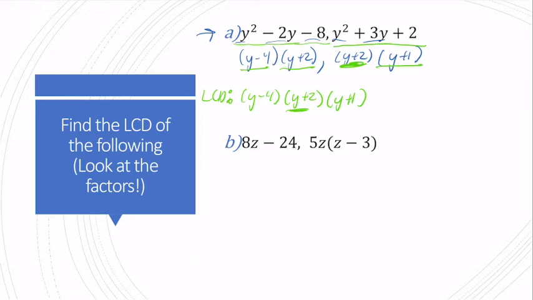Lastly, I've got 8z minus 24 times 5z times z minus 3. So let's go ahead and factor. I've got 8 times z minus 3, 5z, z minus 3.